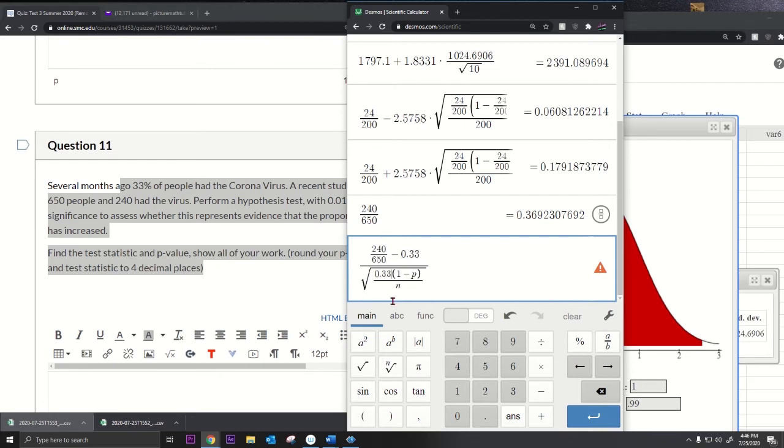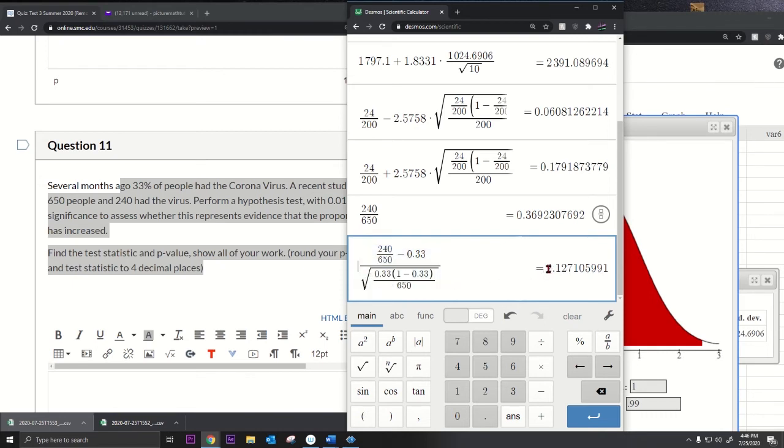So 0.33 times 1 minus 0.33. It's tricky because sometimes you use p and sometimes you use p hat. Sometimes I use this if I'm doing a confidence interval. That's p hat. But if I'm doing a hypothesis test, I have to use p. And then n is 650. So there you have it. That's your test statistic. And you're going to have to show your work. So this is your work.